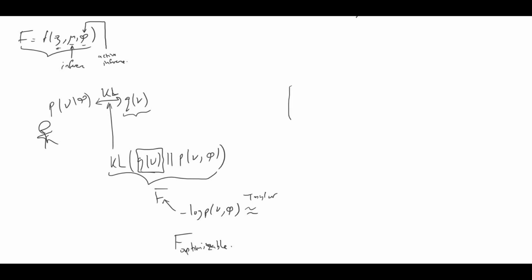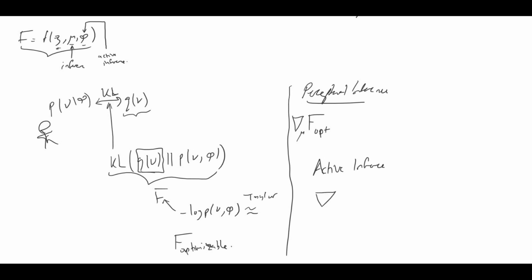And so for the rest of this video, what we're going to be showing is that we can do perceptual inference by optimizing this f, optimizable by gradient descent, relative to, depending on what we're doing. So if we're doing perceptual inference, we're going to optimize relative to mu by gradient descent, whereas if we're doing active inference, we're going to also take the gradient of f, the optimizable f, but instead we're going to take the gradient with respect to some action. But the basic idea is the same.